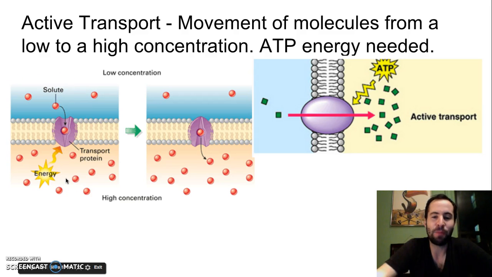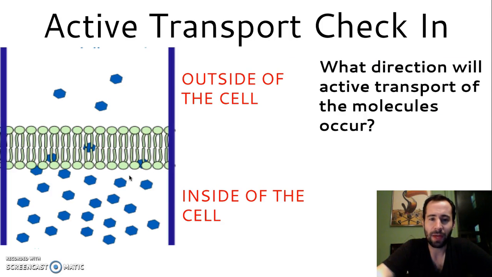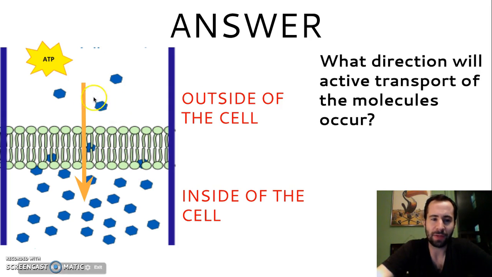Think of it as kind of like pushing a boulder up the hill, right? You can get that boulder to the top of the hill, but it's going to require a lot of energy. Same thing is true to get molecules from a low concentration to a high concentration. You're going to need energy to do that. Okay, so just to check in here for active transport, which direction, if this was active transport, would you expect the molecules to move? Right. In active transport, things go from a low concentration to a high concentration. However, they require ATP energy.